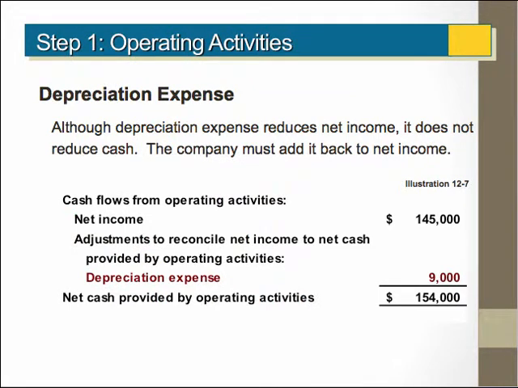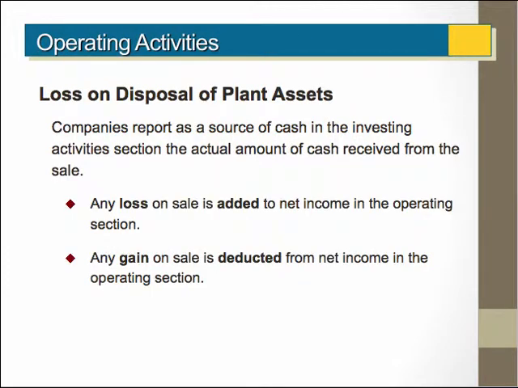So first of all, we look at depreciation. Remember we calculated depreciation of $9,000 on the income statement? So what we do is we take net income of $145,000 and we add back the depreciation. Then we account for any losses on the disposal of the plant assets. If we have a loss, we need to add it back to the net income. If we have a gain, we have to deduct it from net income.